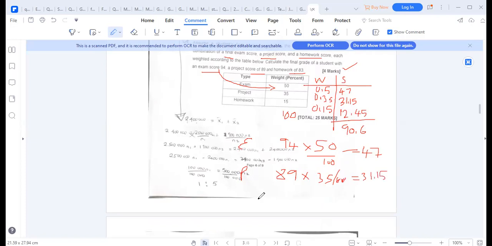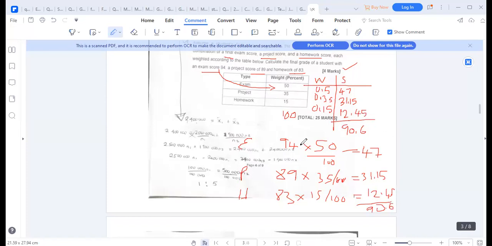And finally, the homework. What did we get? 83. 83 times 15 over 100. It will give us what? 12.45. So now to get the final grade, we add all these three, it will give us 90 point what? 90.6.